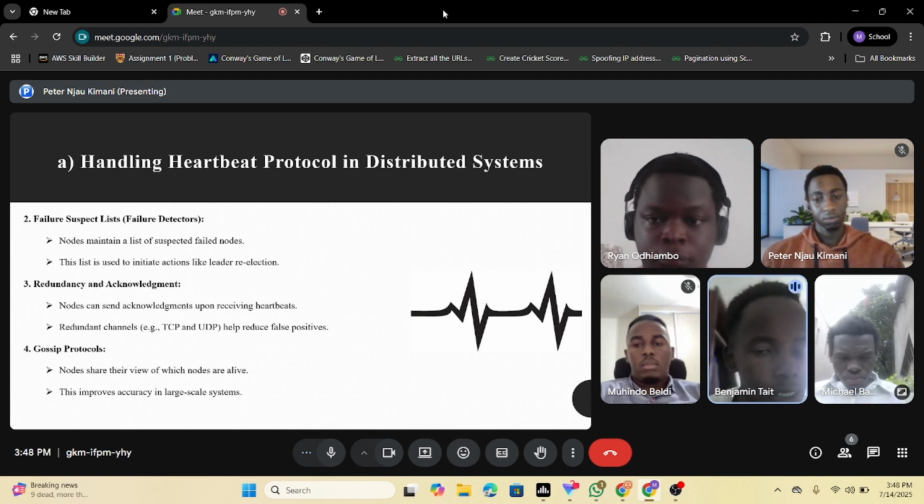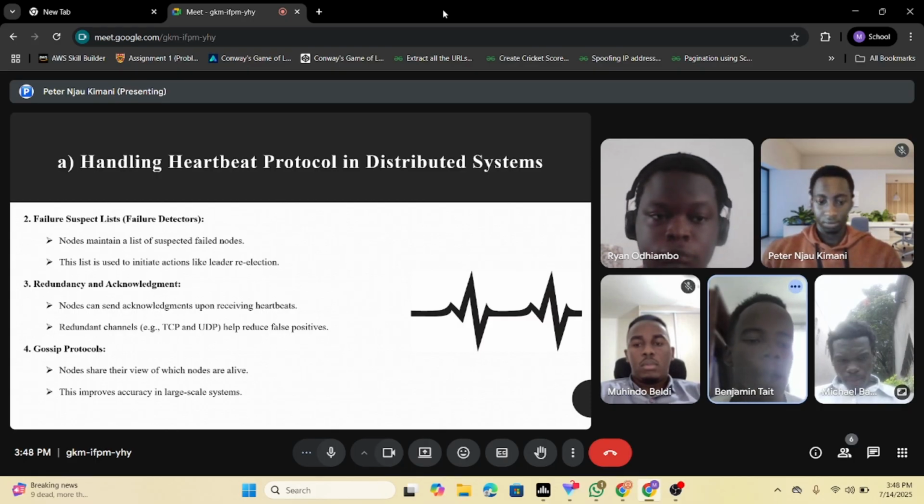Then number four is gossip protocols. Nodes share their view of which nodes are alive. This improves the accuracy in very large scale systems. Monitoring all of the nodes in a very large scale system is very difficult, so we can have nodes sharing their view of which nodes are alive. Okay, we can proceed to the next slide.